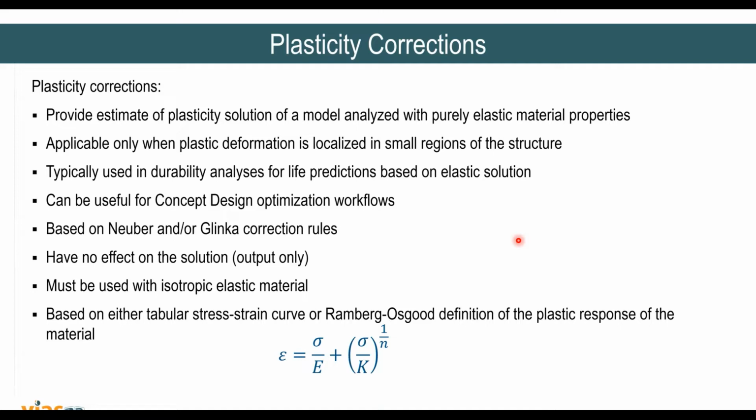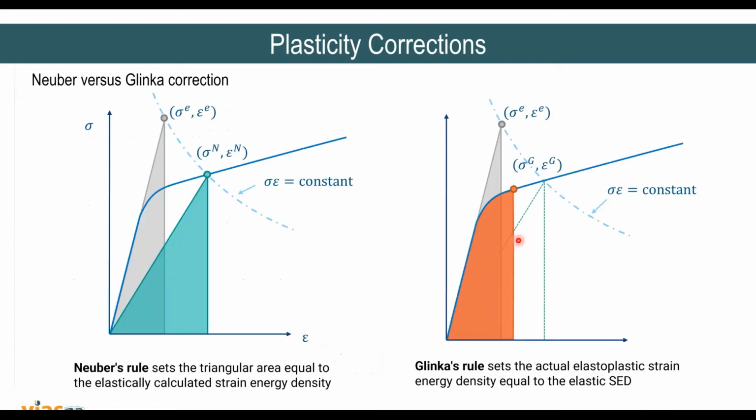and that's where it adds a lot of value. It can be used for a concept design optimization workflow, and it is based on the Neuber and the Glinka correction rules. This functionality has no effect on the solution because it is a new output, typically used in durability analysis. And this must be used with the isotropic material model.